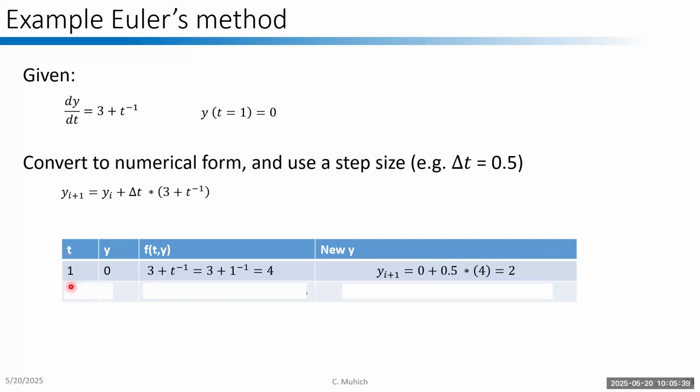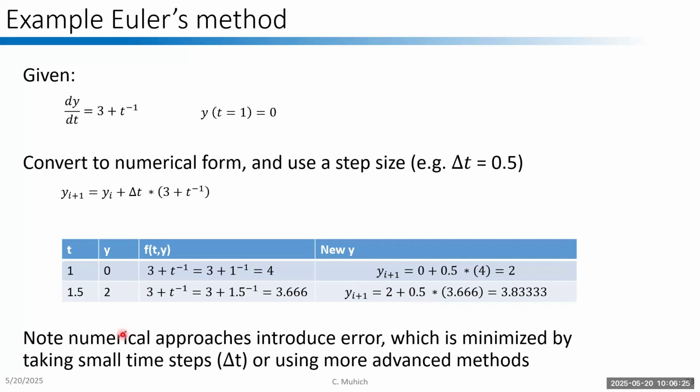Okay, now I'm ready to move down here. So what's my next time? Well, my next time is 1.5. My next y is 2. I can go ahead and again solve for my functional value at t equals 1.5, right? So I get (3 + 1.5)^(-1). That leaves me at 3.66. I can solve for my next y. So y_(i+1) is my current value of y, which is 2, plus 1/2 times 3.666, which is my functional value, and that gives me 3.83333.